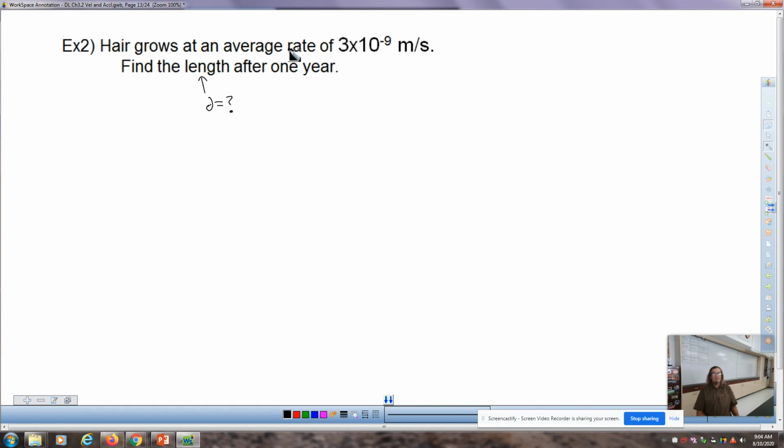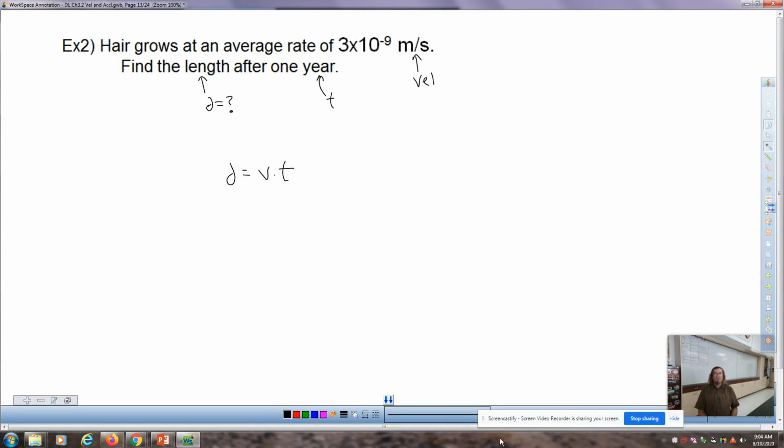Hair grows at an average rate. Now I don't see the word velocity, but I see these units here for velocity. So rate really does mean velocity in distance-time problems. After 1 year, it's not written in seconds, but at least we do recognize that that's a time. So we do have the same variables that we always want. Distance equals velocity times time.